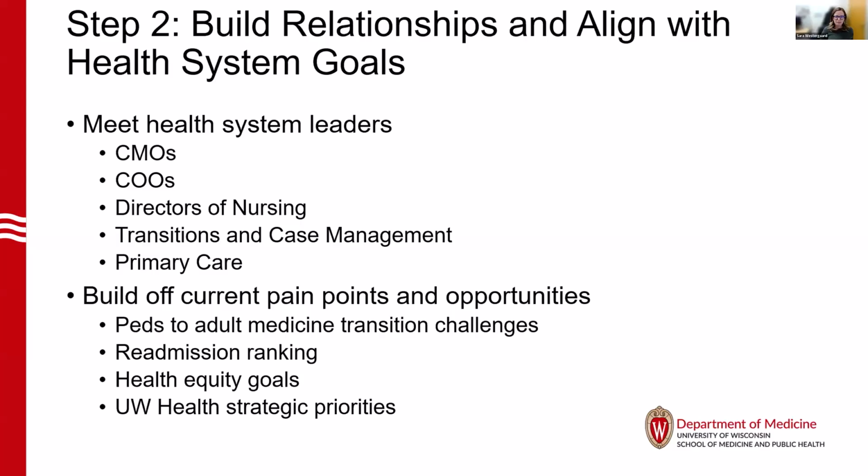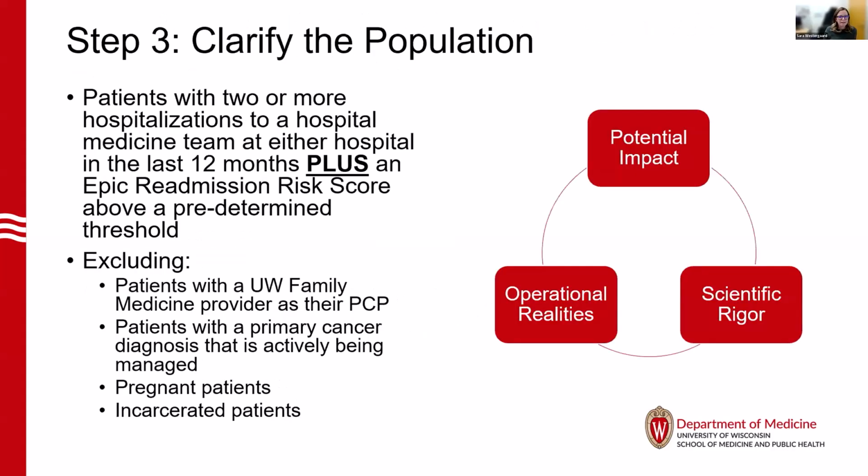I already talked about some of the pain points and opportunities. One of the other things that has come up is that pediatric complex care patients who are making the transition to adult medicine, that has been a challenging time, and perhaps this team would be something that could target that. I talked about the readmission ranking and some of the health equity goals, and then also thinking about some of UW Health's strategic priorities as well.